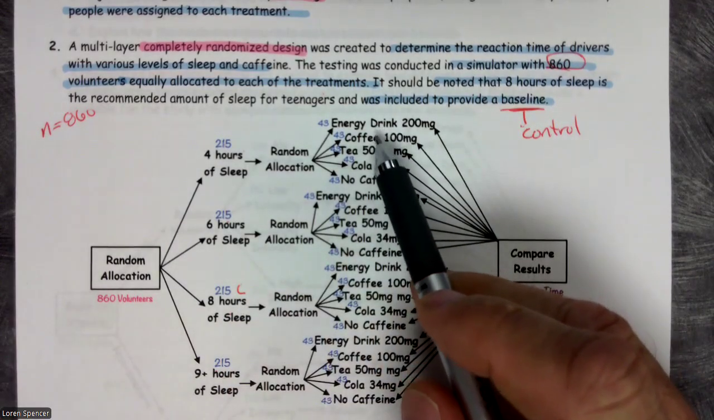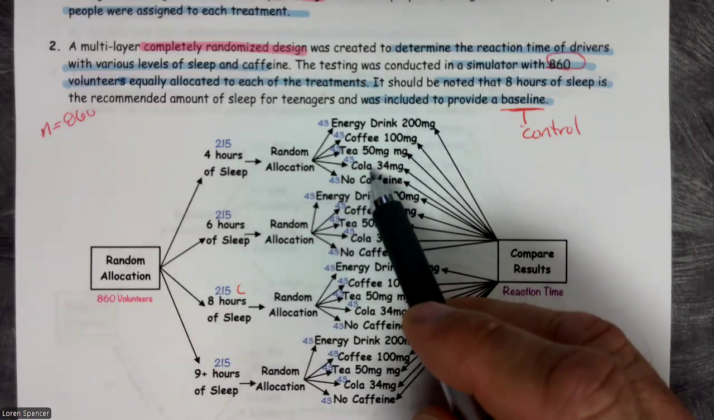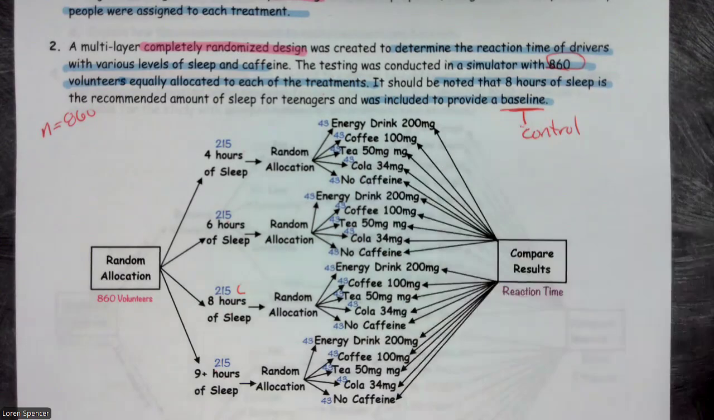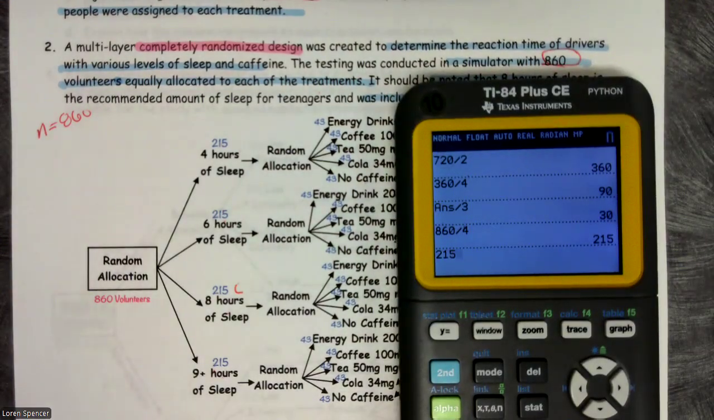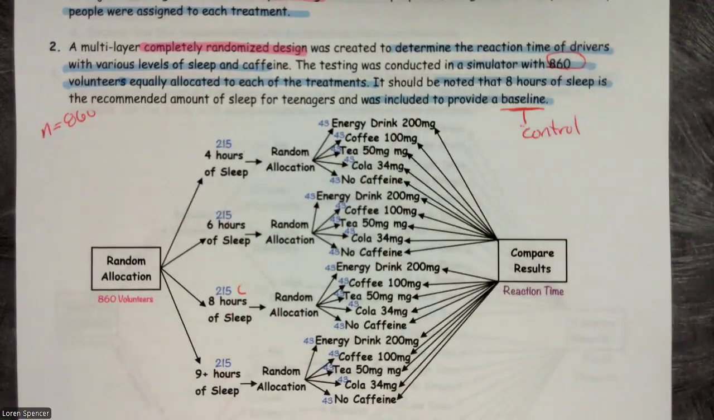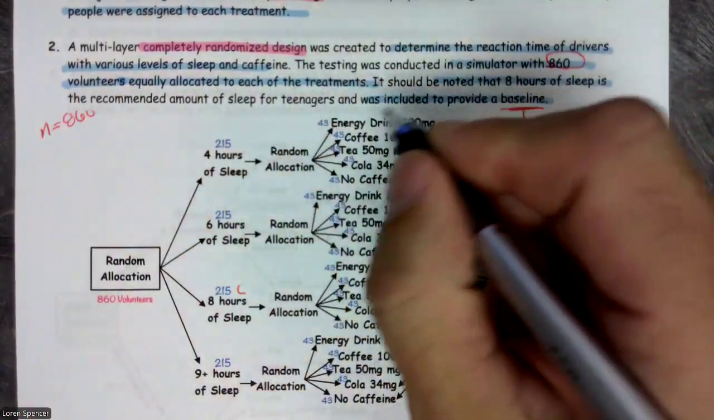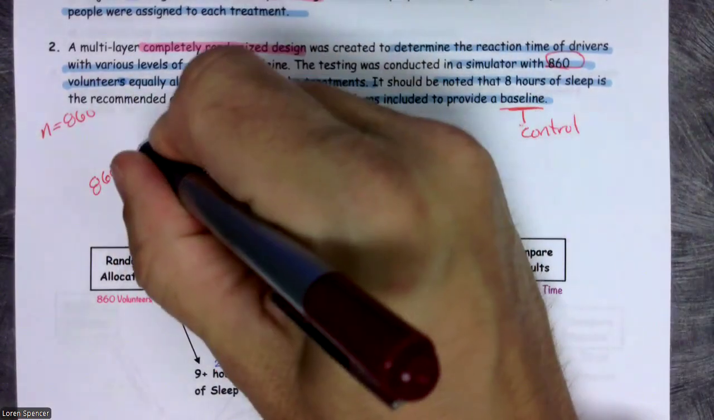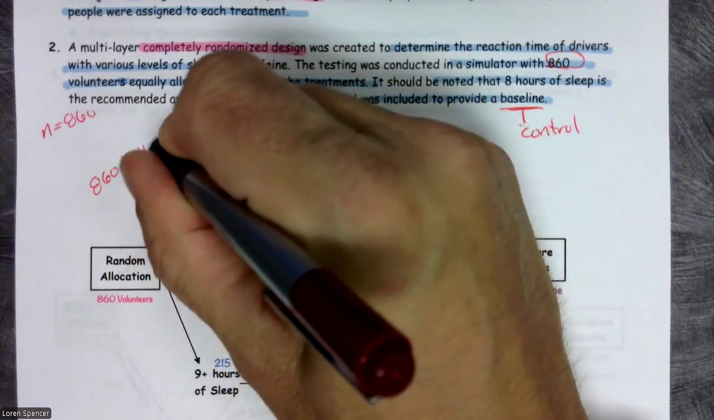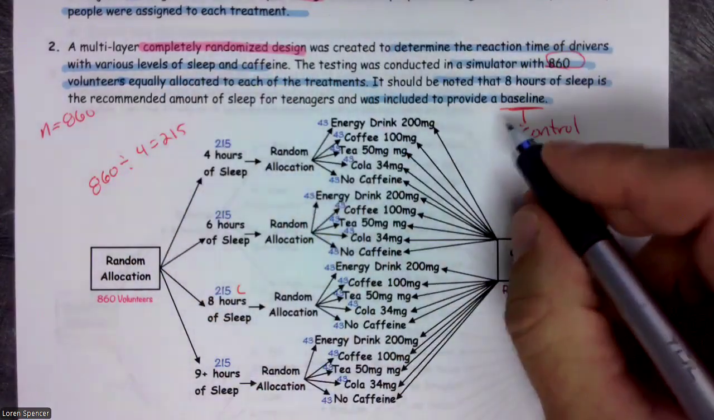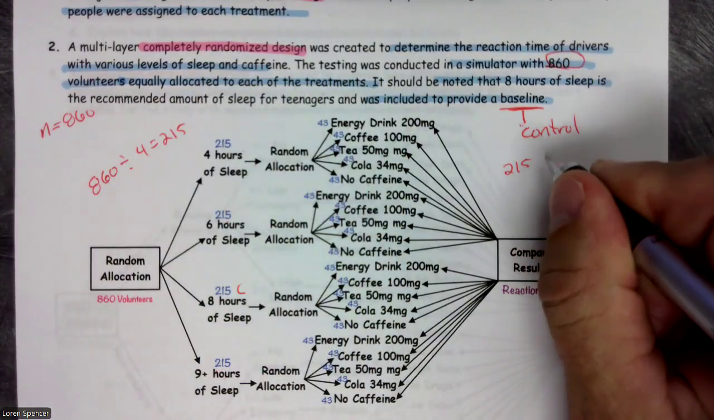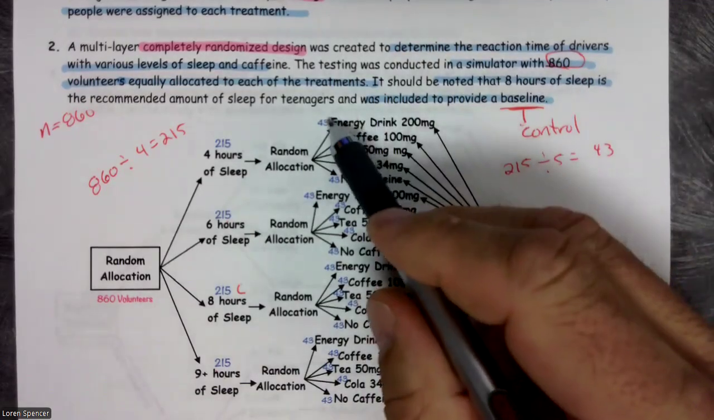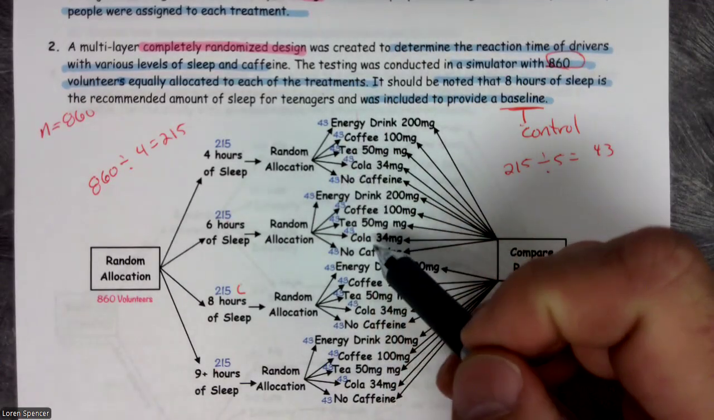Then we have the energy drink, coffee drink, tea drink, cola drink, and no caffeine. So that's 1, 2, 3, 4, 5. So we had to take the 215 and divide it by 5, and we ended up getting 43. So basically we started off with 860 divided by the 4 groups, which gave us 215. Then we divided the 215 by 5, and we got 43. So we have 43 in each one of these subcategories.